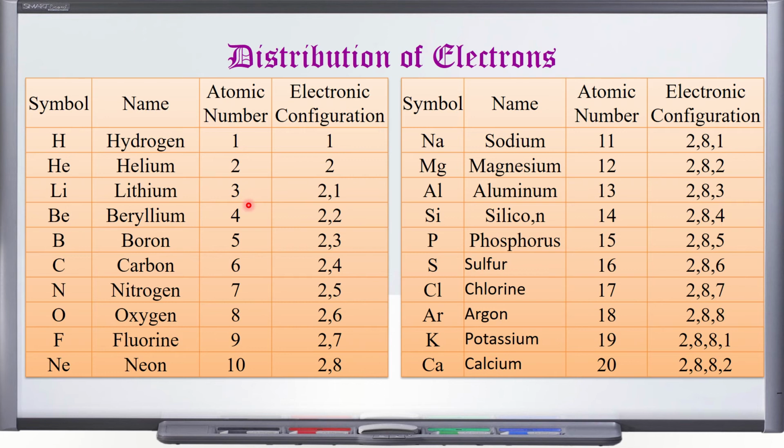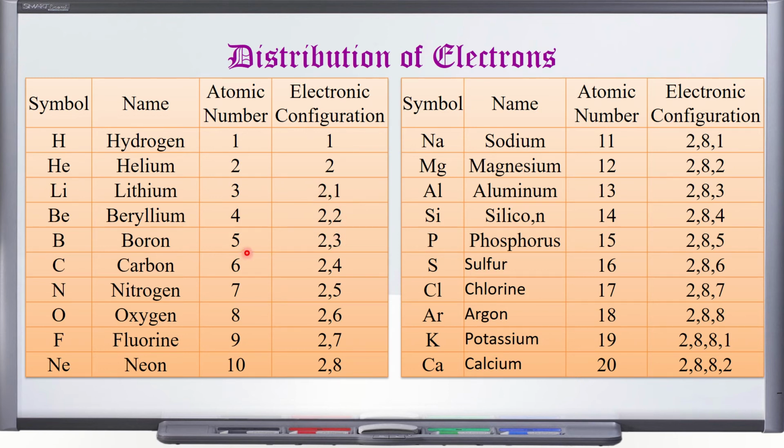But lithium's atomic number is 3, so lithium has 3 electrons. 3 electrons cannot be contained by only one shell. The first shell can contain only 2 electrons. So 2 electrons will remain on the first shell, and the third electron will go to the second shell. In this way, beryllium has first shell 2 electrons, second shell also 2 electrons. You will write it by using a comma.